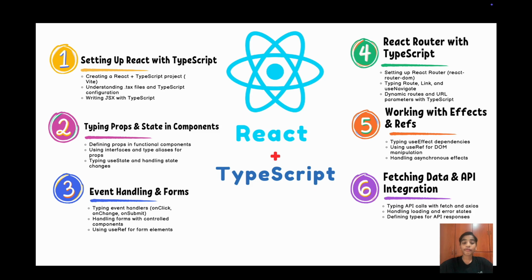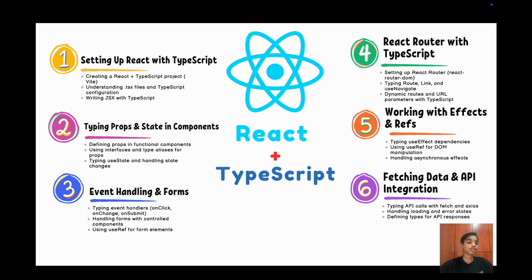So first we'll set up React with TypeScript. We'll create a React plus TypeScript project with Vite. Then we'll understand the TSX files and TypeScript configuration. Then we'll write JSX with TypeScript. So here, we don't write JSX, actually we write TSX. That will be converted into JSX, that will convert into JavaScript and like that. So now, then we're going to try out props and states in components.